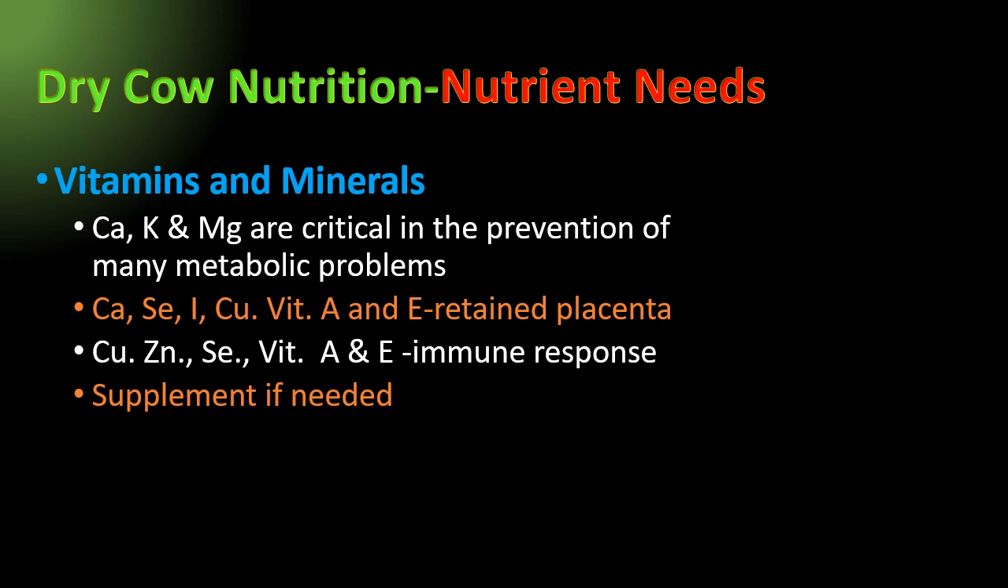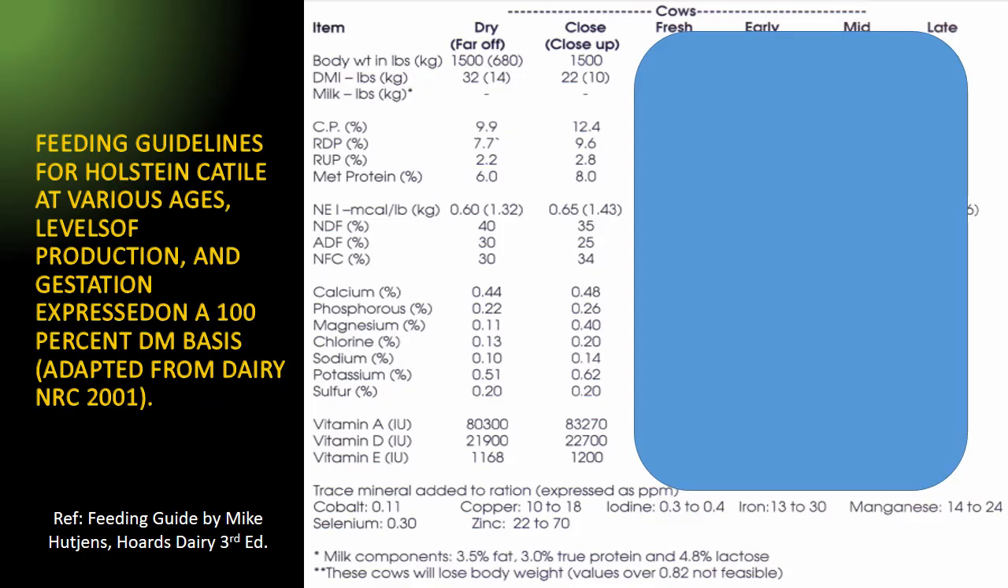However, if you are formulating your own diet, then you can follow NRC recommendation. You can see here the recommendation of NRC for far-off and close-up dry cow. So that can be followed to have a proper ration for the cow. That's a good guideline and can be used for feeding the animal.